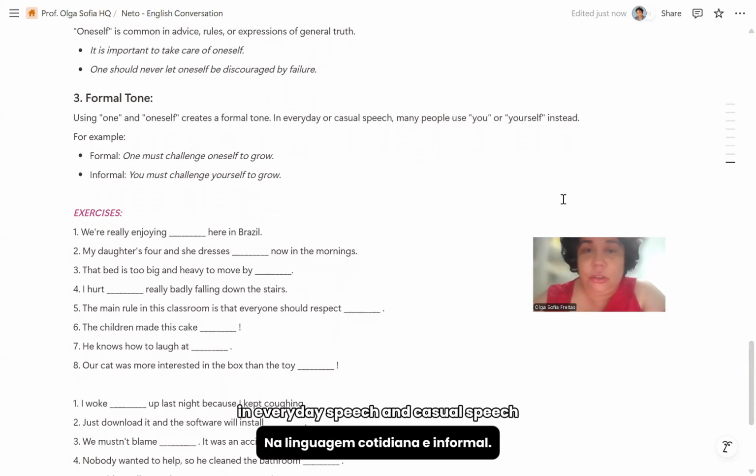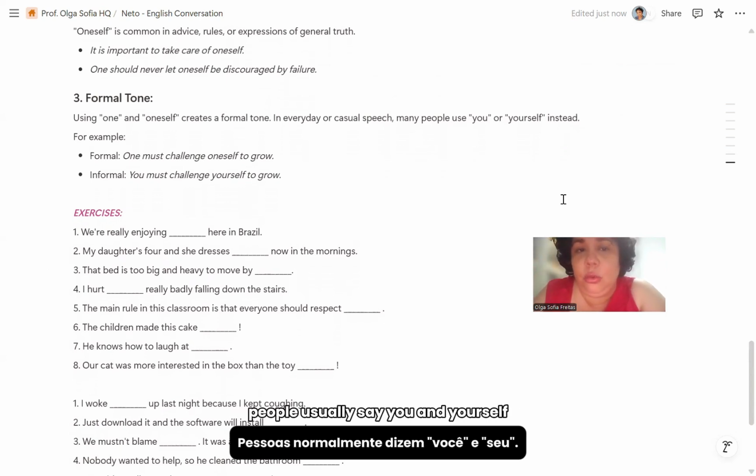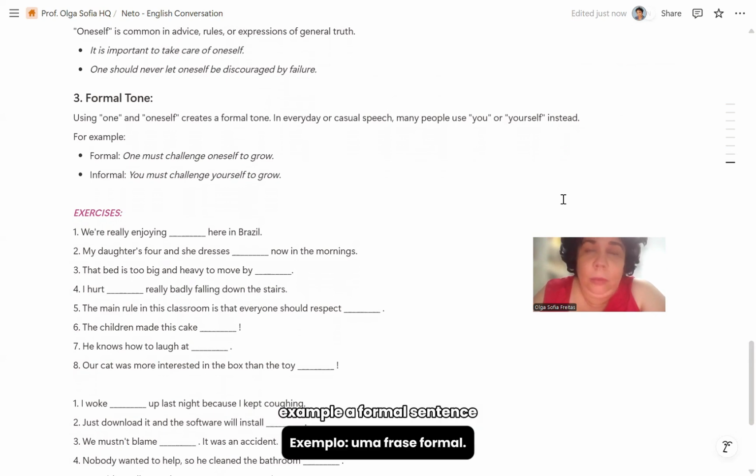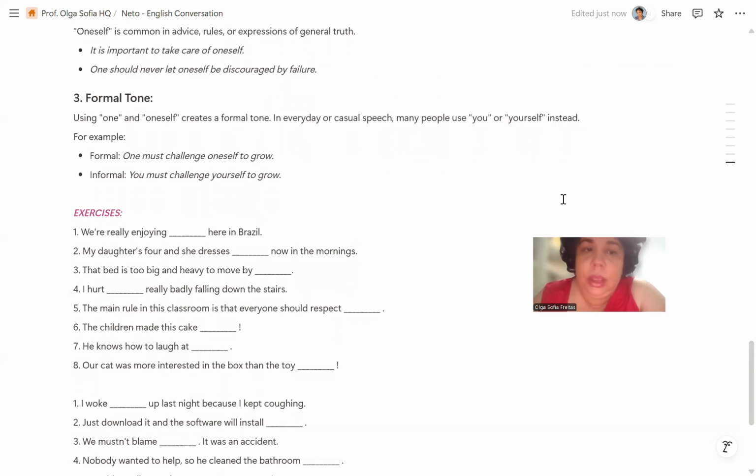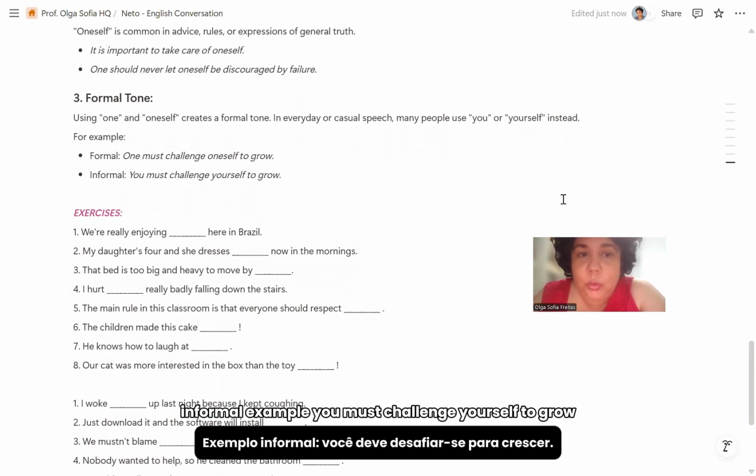In everyday speech and casual speech, people usually say you and yourself. Example, a formal sentence: one must challenge oneself to grow. Informal example: you must challenge yourself to grow.